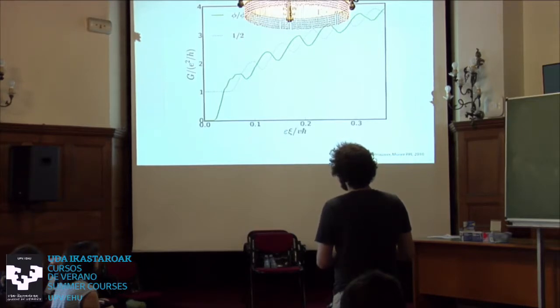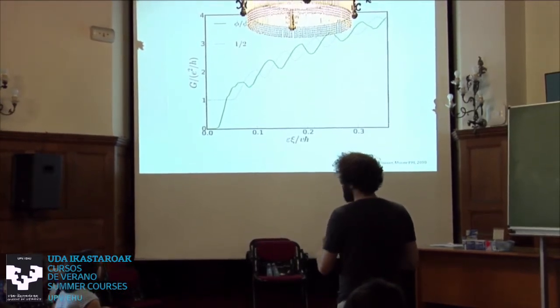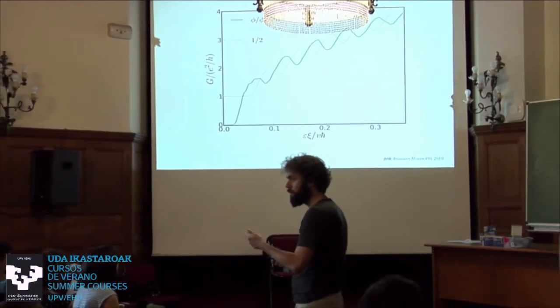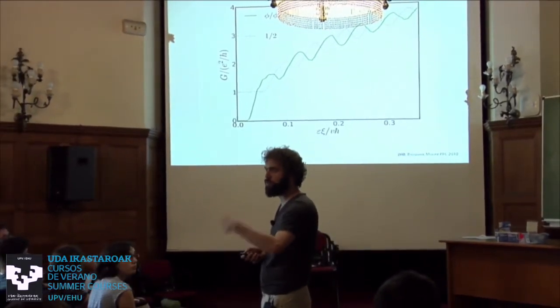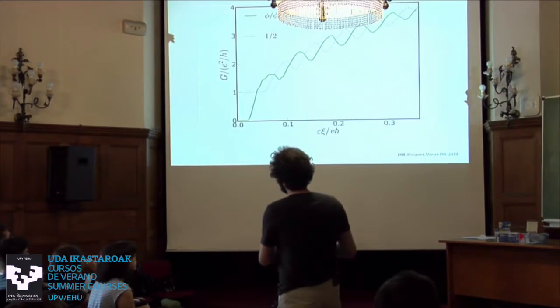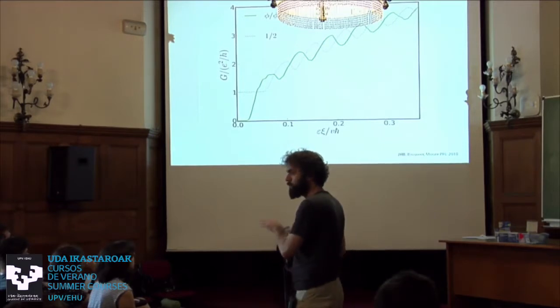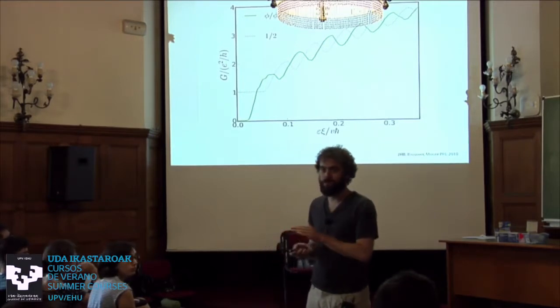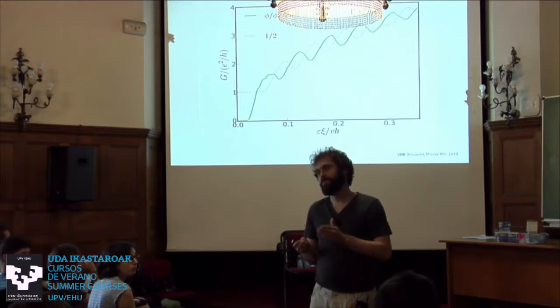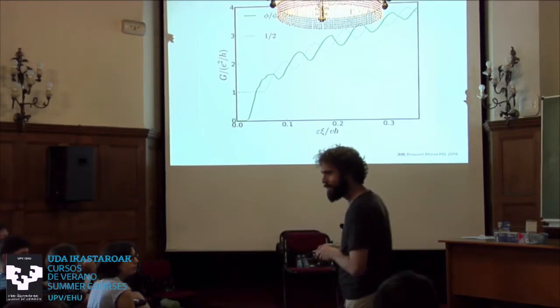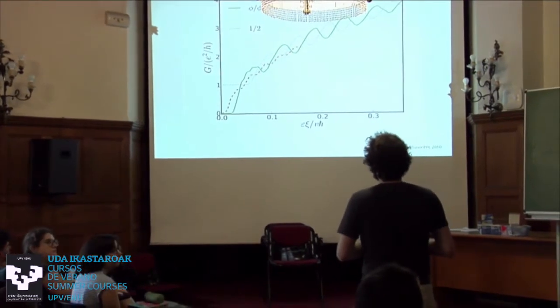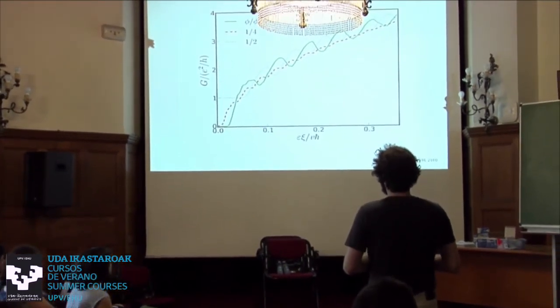half a flux quantum, at low energy I have conductance 1 because of the perfectly transmitted mode. See, it doesn't matter how much disorder I add. It will always be at least 1 because I cannot kill that mode. It's perfectly transmitted. Well, perfect means perfect. And then if I go somewhere in between, I get something here.